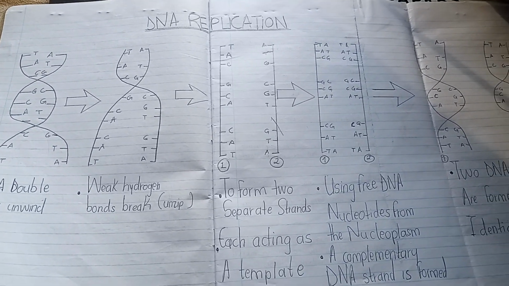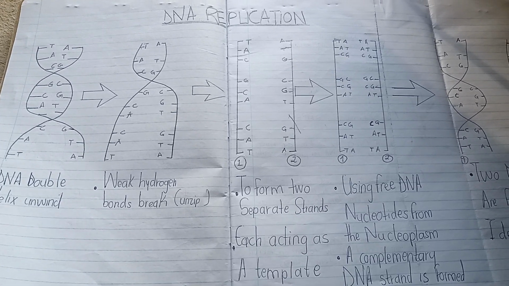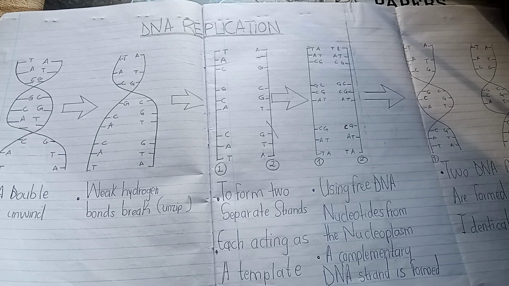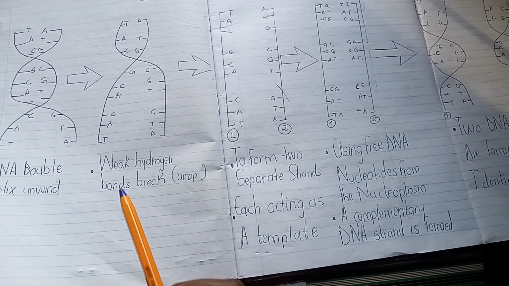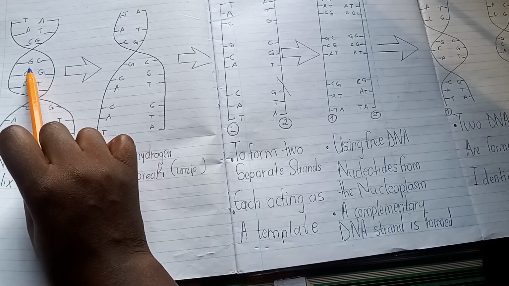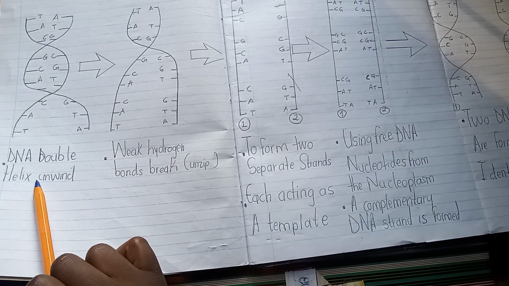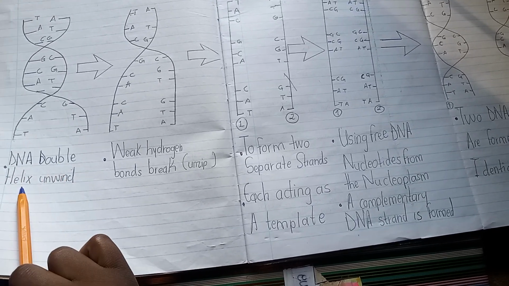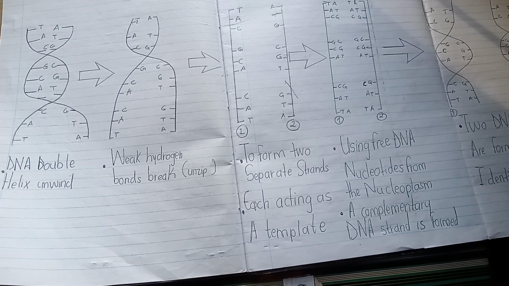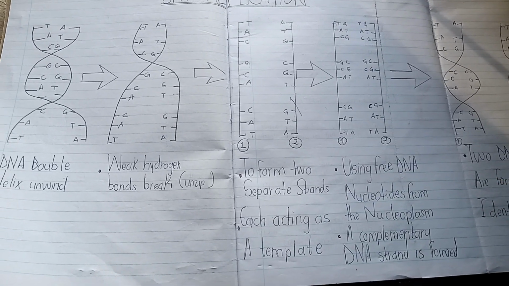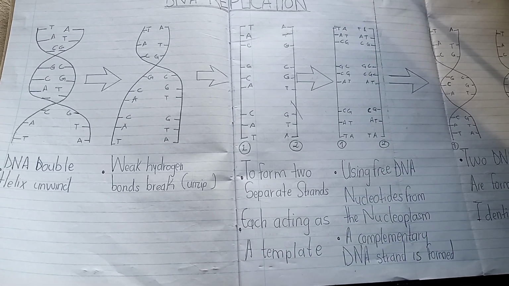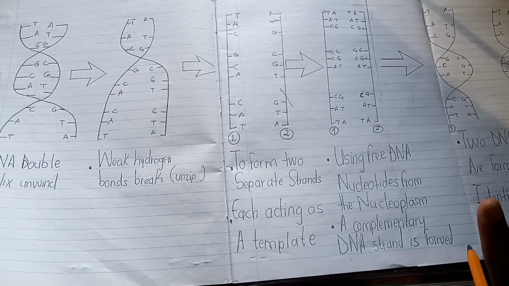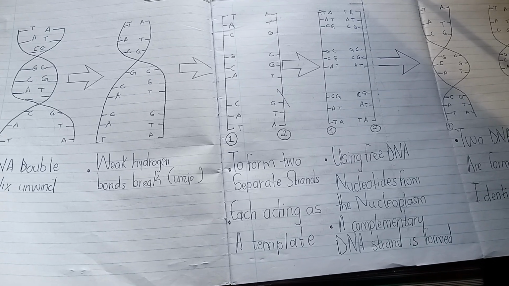As you can see on this diagram of mine, I made it big and clear so that you guys can see how this DNA replication process takes place exactly. So what happens there is that the double helix, as it's still the double helix here, will start to unwind. Which double helix? The DNA double helix unwinds. Why does it unwind? It unwinds because the weak hydrogen bonds there are unzipping. So as they unzip, they form two separate strands, each acting as a template.